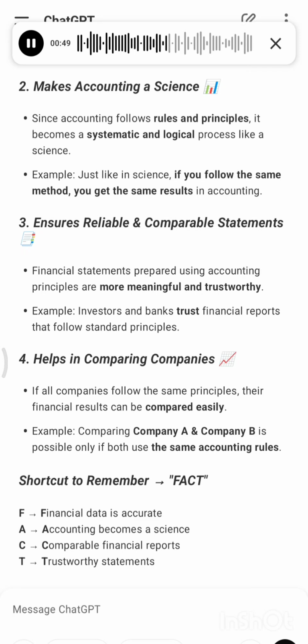3. Ensures reliable and comparable statements. Financial statements prepared using accounting principles are more meaningful and trustworthy. Example: investors and banks trust financial reports that follow standard principles.